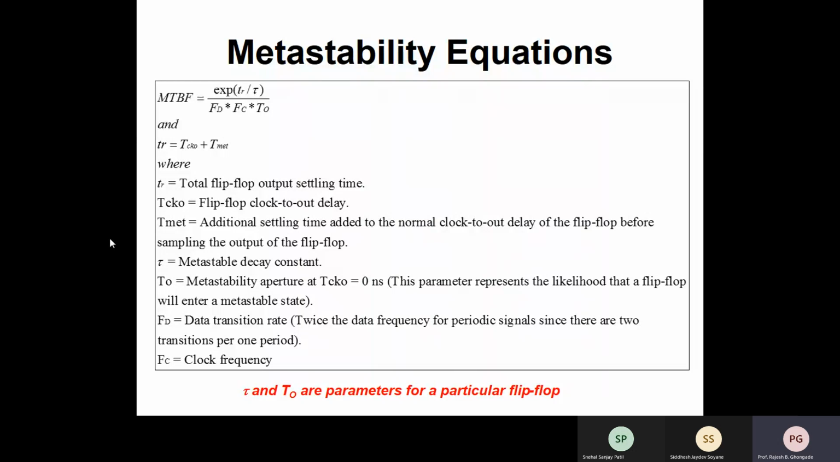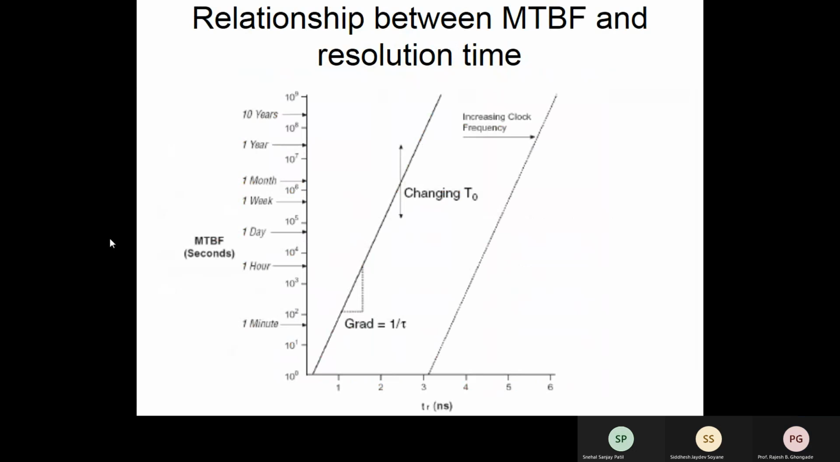Okay, these are all mentioned in the flip-flop data sheets. FD is the data transition rate, it is twice the data frequency, and FC is the clock frequency. So with that, you can actually calculate the MTBF, that is the mean time between failures. This is the relationship between MTBF and resolution time. So you can see that for reliable systems, the MTBF has to go into years.